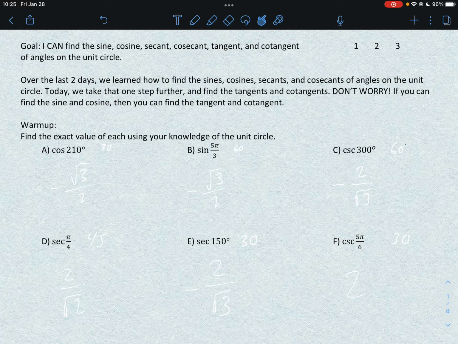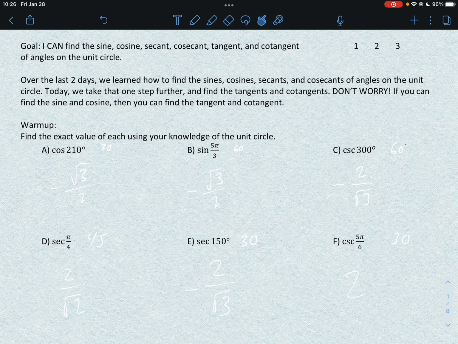Okay, welcome back. This is our last video on the unit circle and finding trig values from it. In our last two videos, we've learned how to find cosines, sines, cosecants, and secants of angles. And today we're going to learn how to find tangents and cotangents of angles.